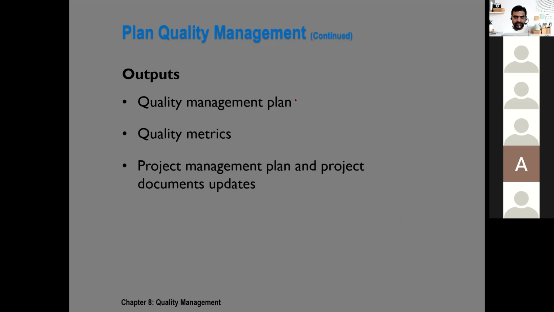Outputs, as expected: the quality management plan is one output. This will become part of the project management plan. The second output is quality metrics. These are well defined, to the point metrics related to our projects and our project deliverables. And there could be some updates in the project management plan, in the schedule, in the cost estimate, and the project documents, especially risks or assumptions.